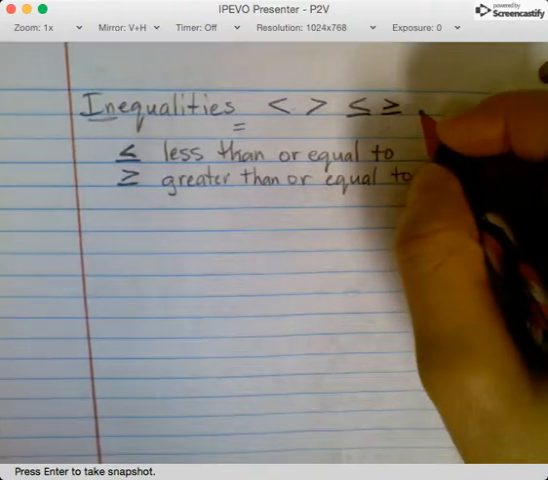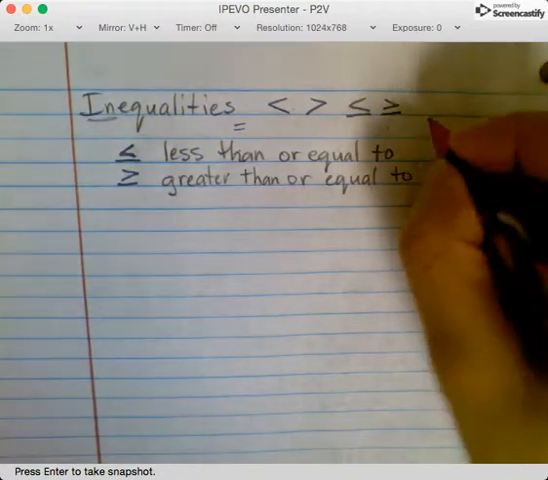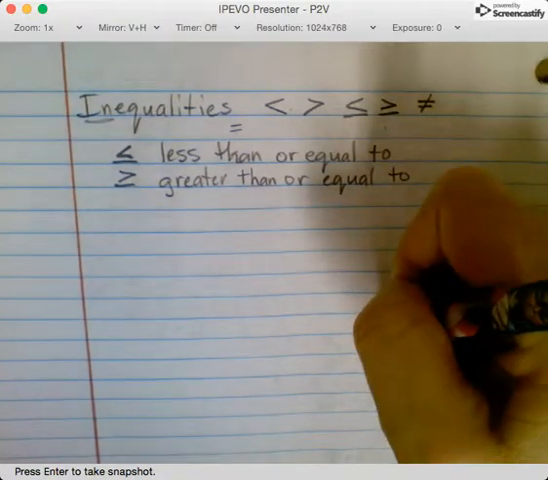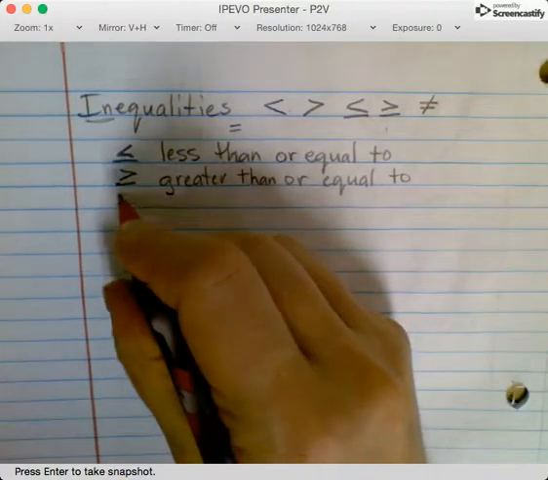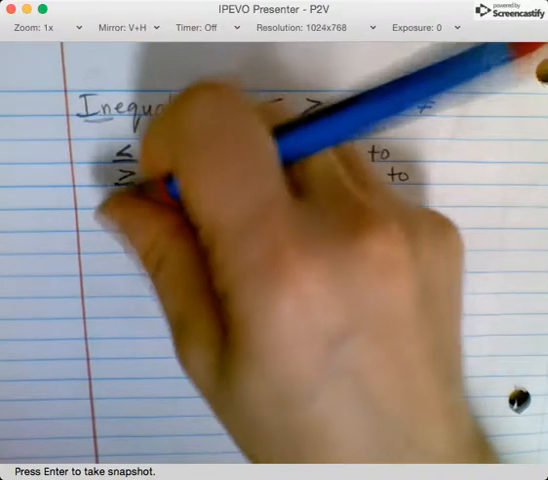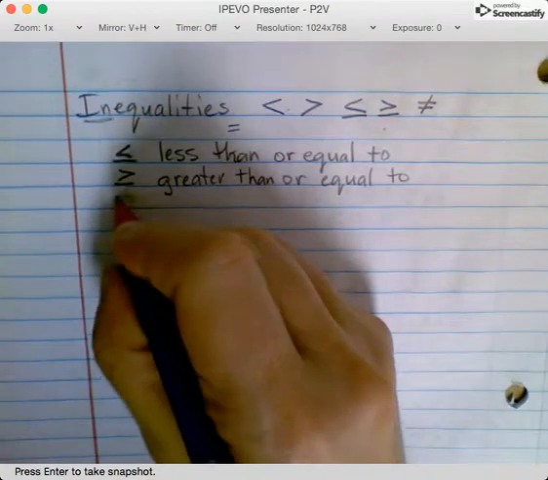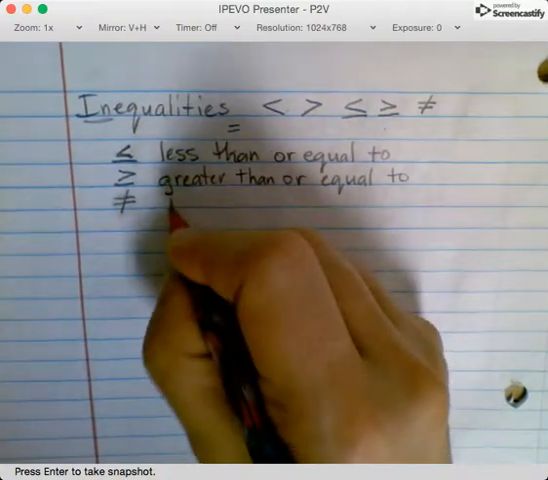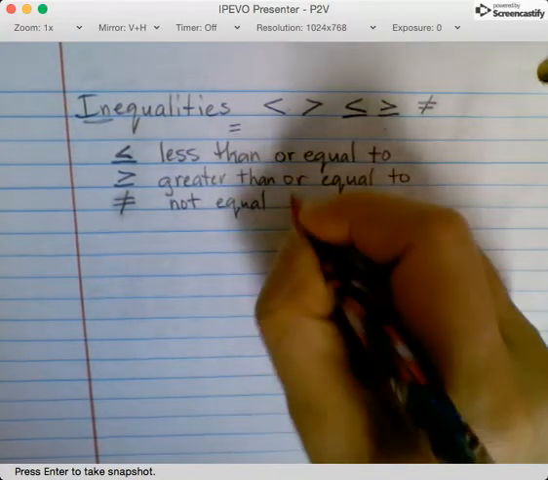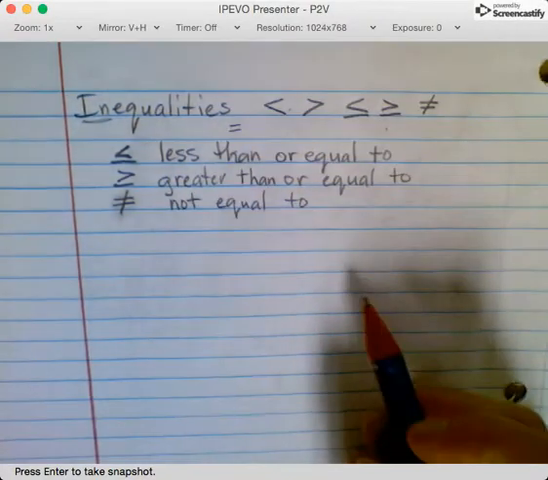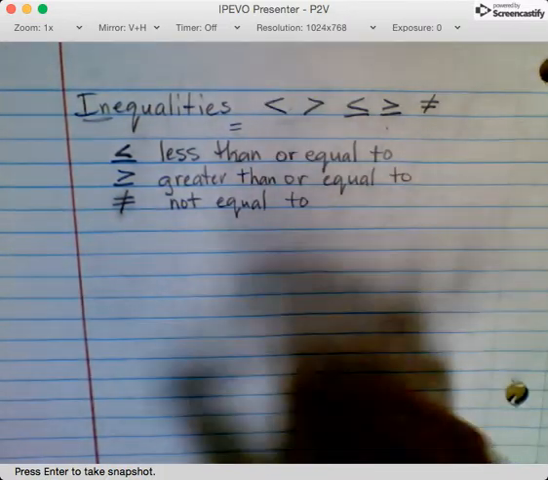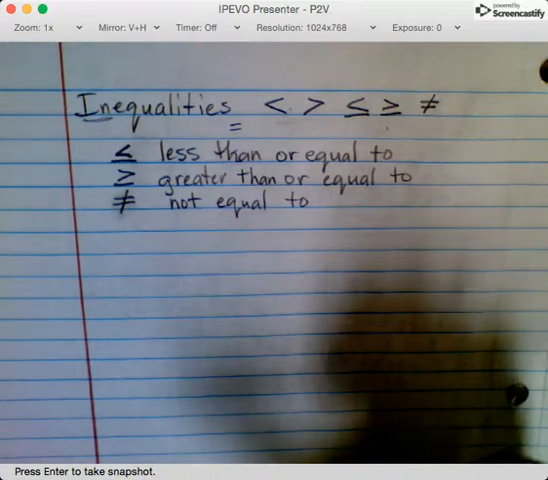This other sign that I wanted to introduce looks like an equal sign, only it has a line in it. That one, which I drew a little sloppy here, actually means that it is not equal to. Okay, so those are the new ones. These other ones you're pretty familiar with.